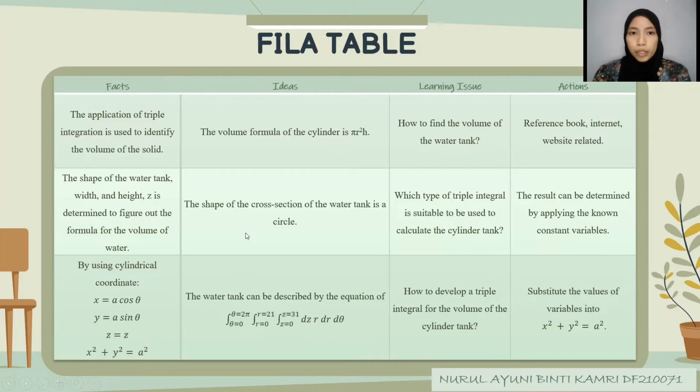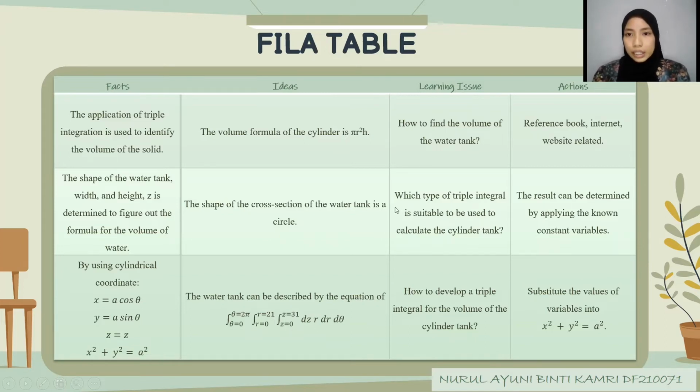Second, I want to explain about the ideas of this project. The volume formula of the cylinder is pi r squared h. The shape of the cross section of the water tank is a circle. The tank can be described by the equation of this triple integral.